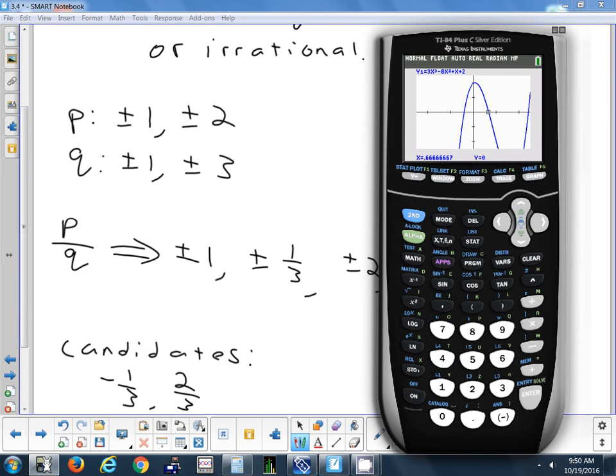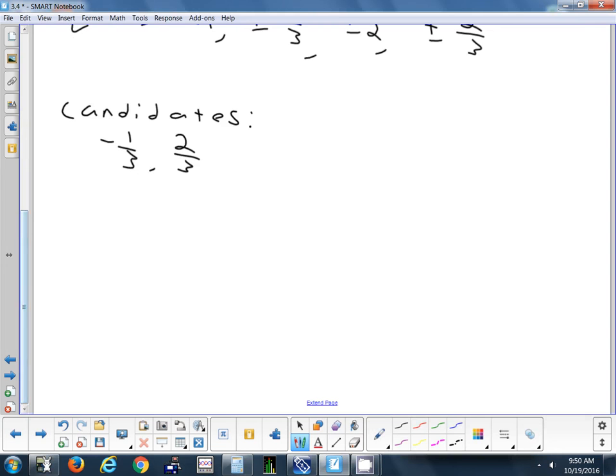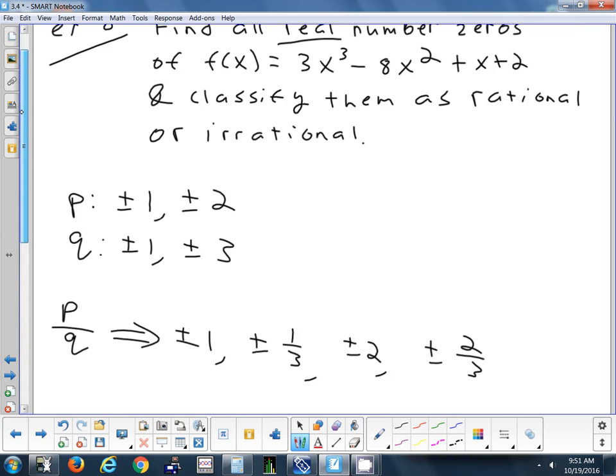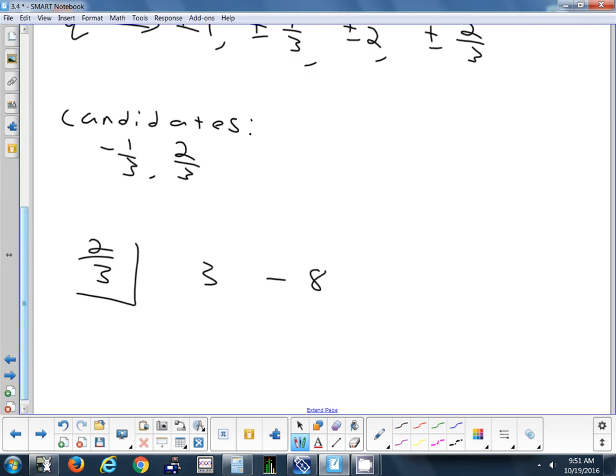It's 2/3. It's probably not -1/3. Nope. -1/3 is not. It is a candidate. It does look pretty close to it, but it actually doesn't work. Okay, so we're going to divide through by 2/3. Okay, I have 3, -8, 1, 2. What's 2/3 times 3? 2. And then -8 plus 2? -6. Okay, 2/3 times -6.